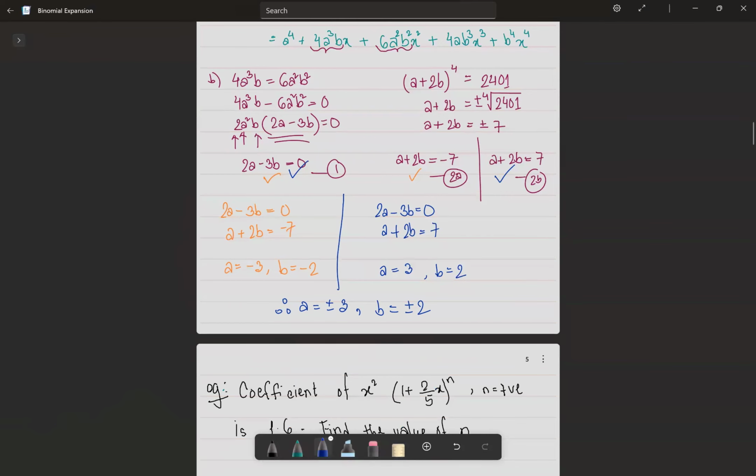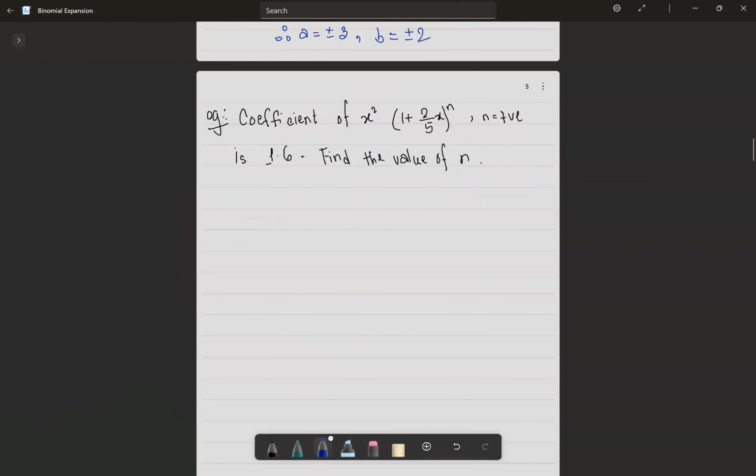Now let's move to the third example. The third example is a much easier example. Here you are told that the coefficient of x square in the expansion of (1 + 2/5 x)^n is 1.6. From there you are asked to find the value of n. In the question it is also given that n is positive.